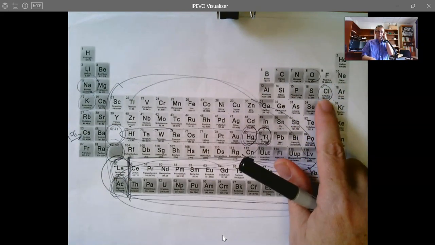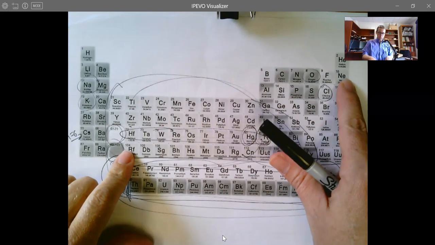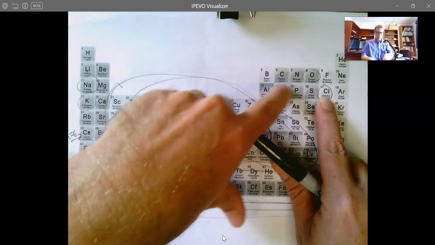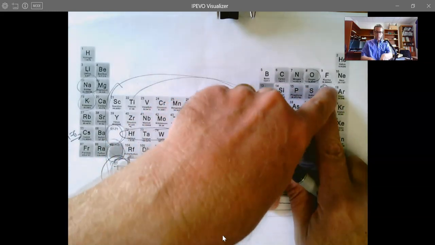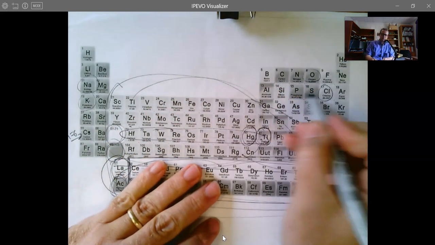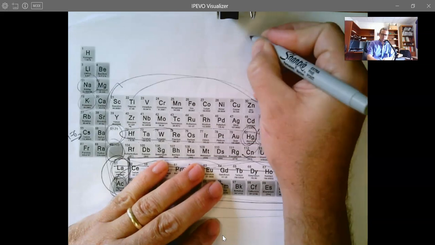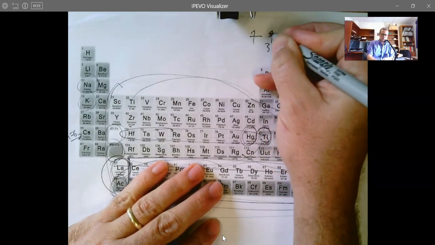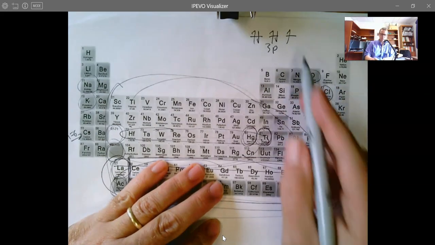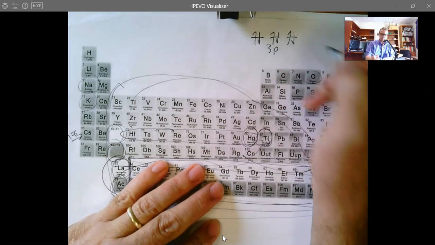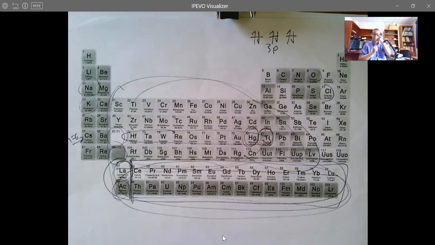Chlorine, we'd have a neon core and 2 electrons in a 3s2, and 5 electrons in a 3p, right? So I'm going to draw that out. 5 electrons in a 3p. And we can see that chlorine, to find stability, just needs to fill that 1 extra electron. All right?